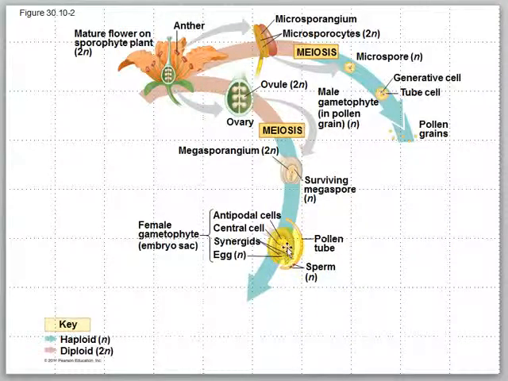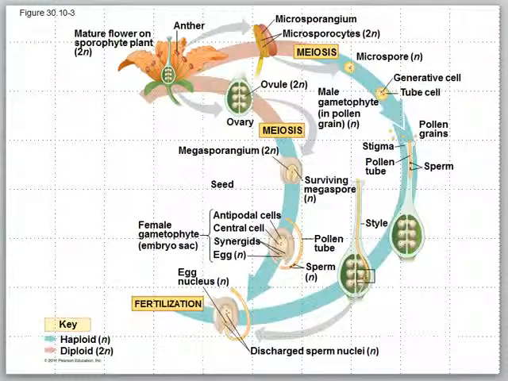So here we have the pollen grain landing on top of the stigma. That pollen tube grows downward through the style and then fertilizes the egg inside. So then we have fertilization occur at that point.